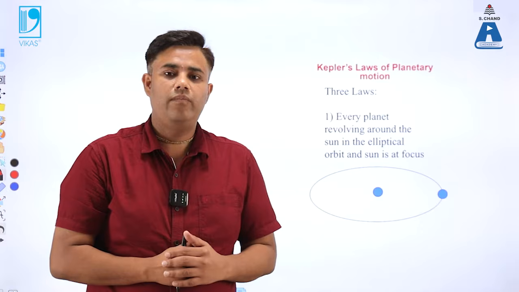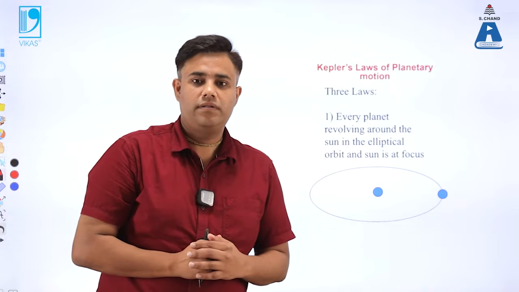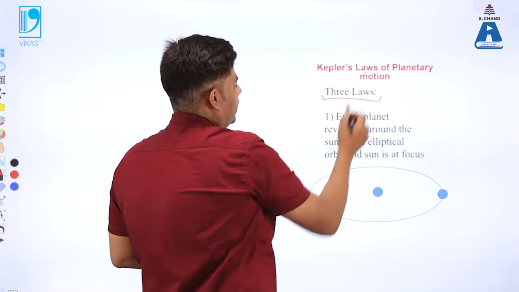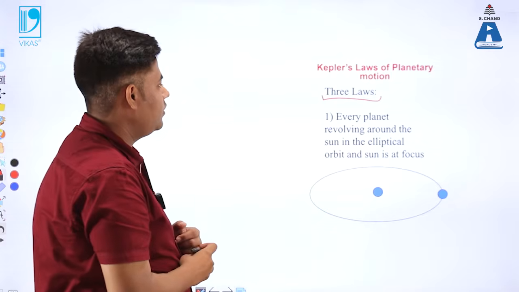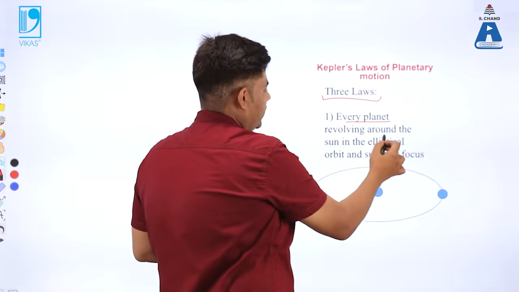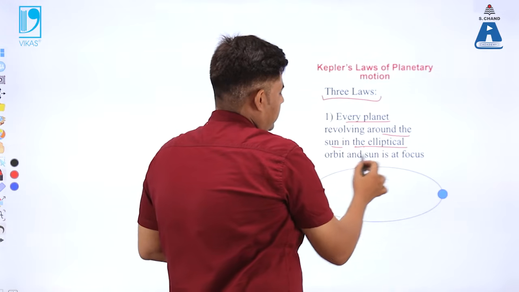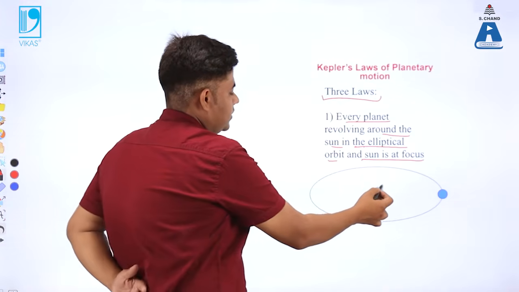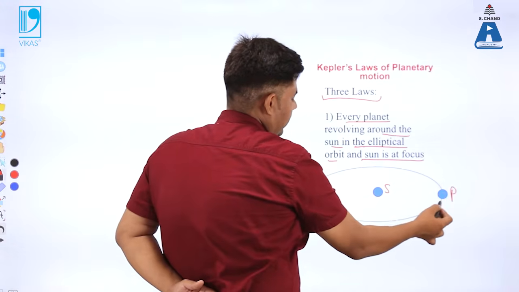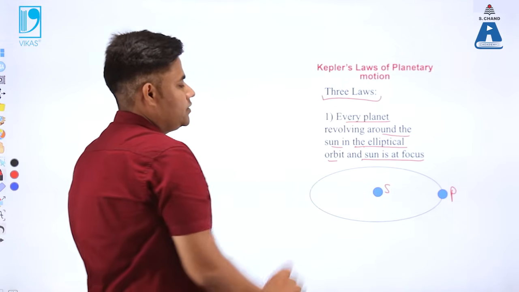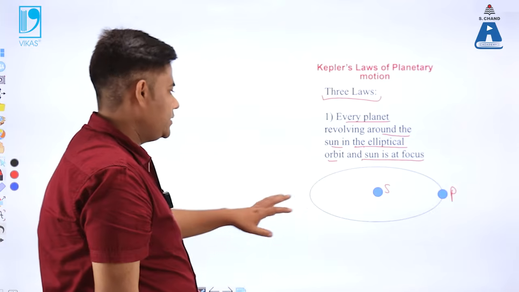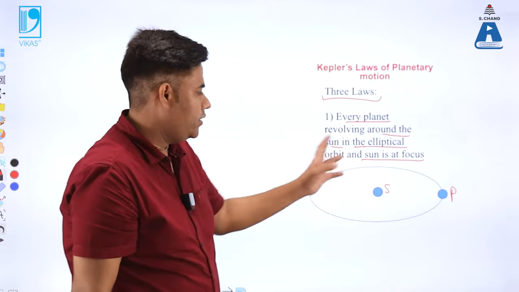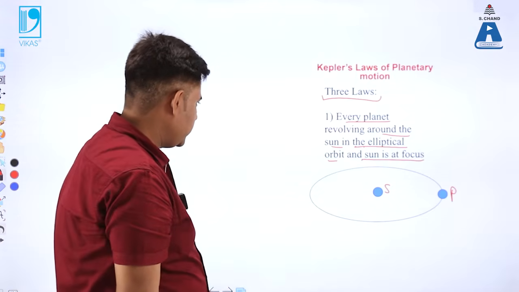The topic that we will be covering in this part is Kepler's laws of planetary motion. There are basically three laws of Kepler. The first law states that every planet revolves around the sun in an elliptical orbit, and the sun is at the focus. Let's say this is the sun and this is the planet. So every planet is revolving around the sun in an elliptical path, with the sun at the focus.